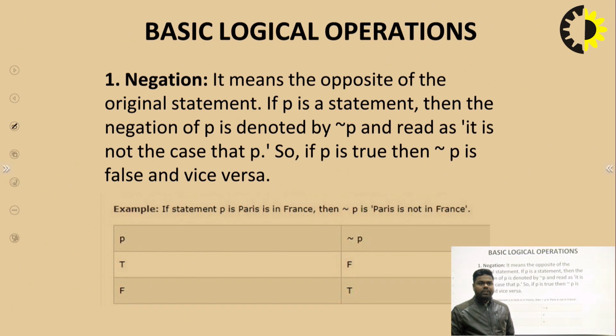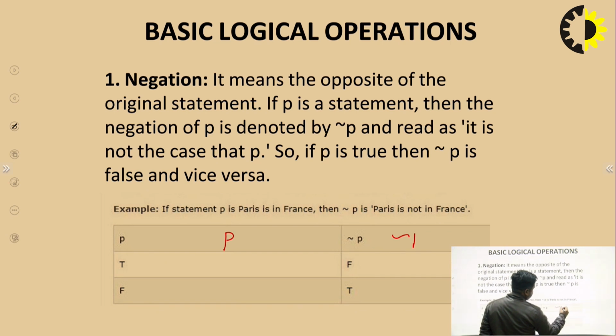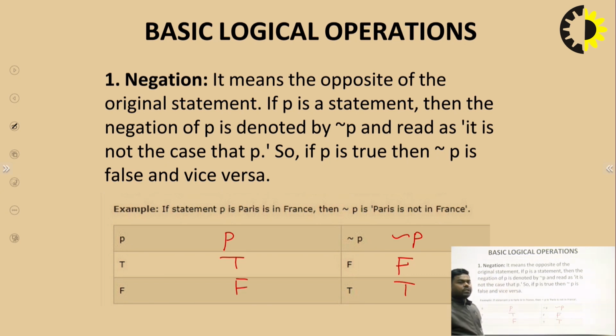First is the negation. It means the opposite of the given original statement. If P is a statement, then the negation of P is denoted by not P. If P is a true statement, then not P would be false. If P is false, then not P would be a true statement. This is the use of negation, the first logical operation on propositions.